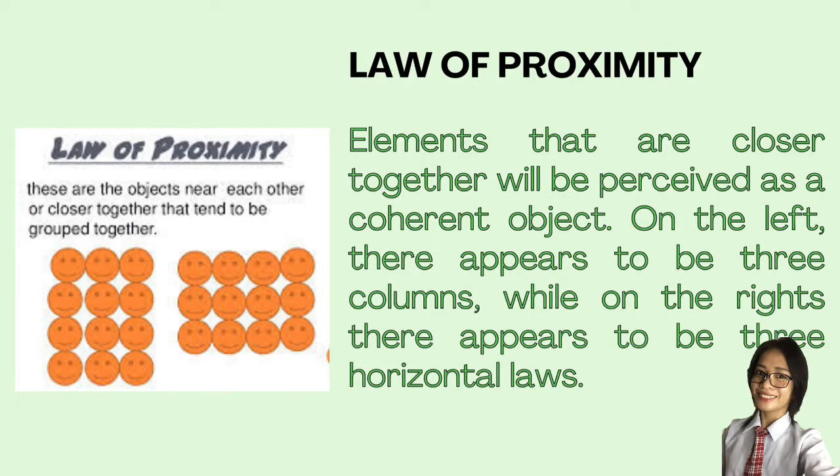First is law of proximity. Law of proximity is the elements that are closer together will be perceived as a coherent object. On the left, there appears to be 3 columns, while on the right, there appears to be 3 horizontal rows. Proximity principle states that elements that are close together are perceived as part of the same form. It simply means that objects close to one another are grouped together.